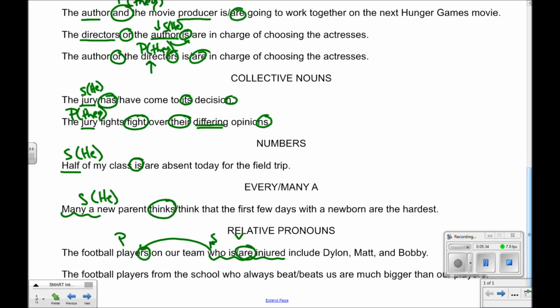However, in the second example, my clause is here, who always beat or beats us. And that's describing the school. The school who always beats us. So since school is singular, then I have a singular pronoun with who, which means I need the singular verb he beats.